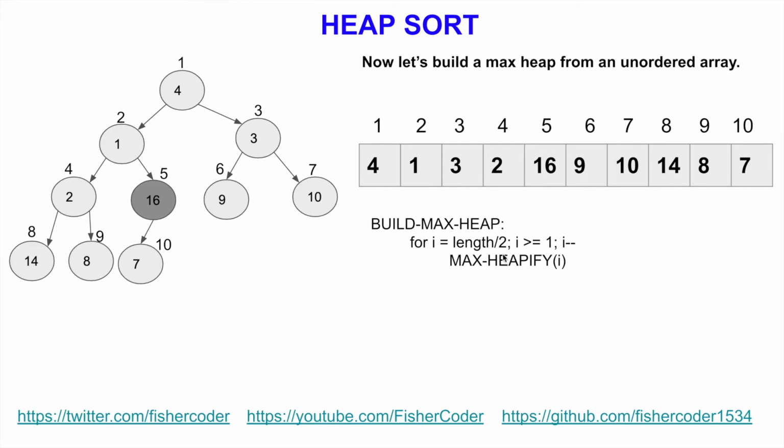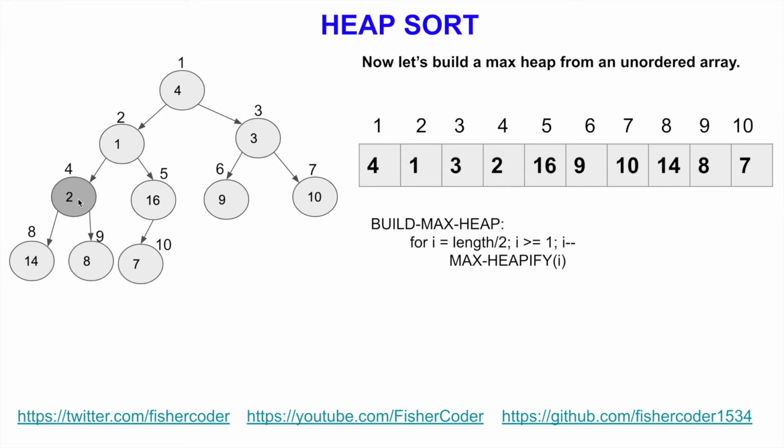So the first one we're going to call the max-heapify procedure on is 16. How do we max-heapify 16? We compare with its left and right children. It doesn't have a right child, so we'll compare with its left child. It's actually greater than its left child, so we don't need to do anything. We move on. i is always decrementing. We move on to this one.